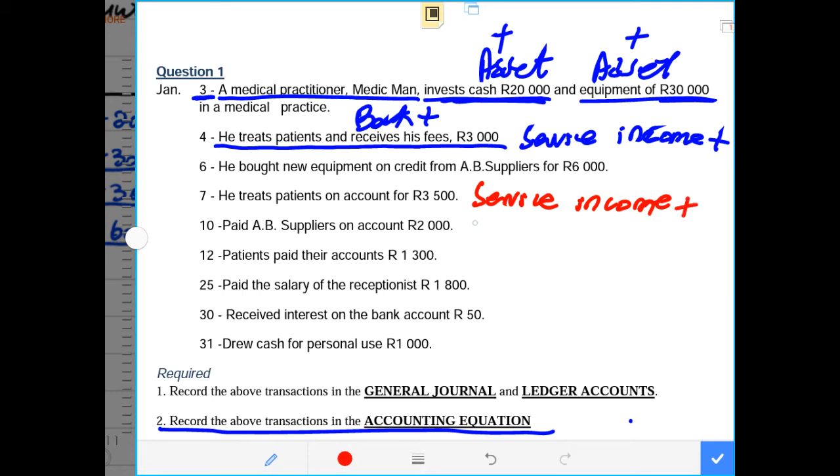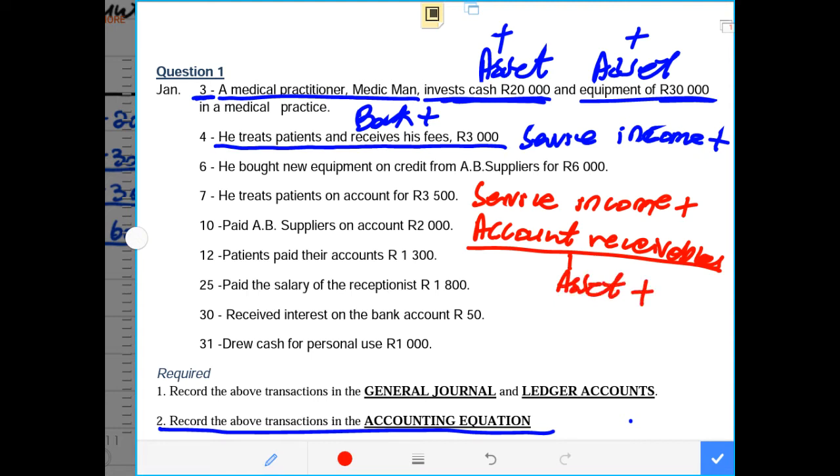At the same time, the assets, because the customer did not pay. So now when the customer did not pay, then that we call account receivable. If the customer gets the service and doesn't pay for the service, then that is called account receivables. And account receivables is an asset. Therefore, now the assets of the business, meaning the people who owe this medical practitioner, will increase by the amount of 3.5. At the same time, his income will increase by the amount of 3.5, which is on the 7th of the month of January.